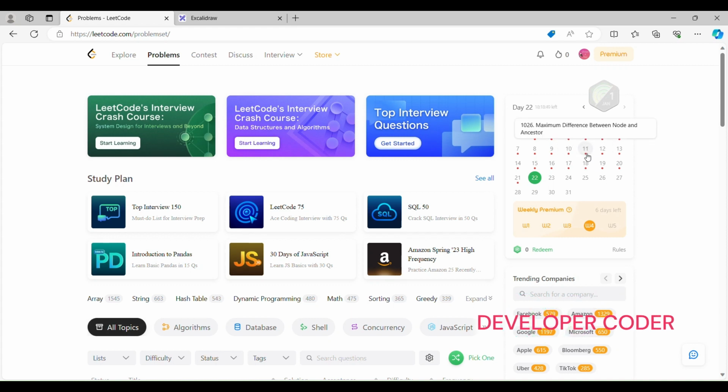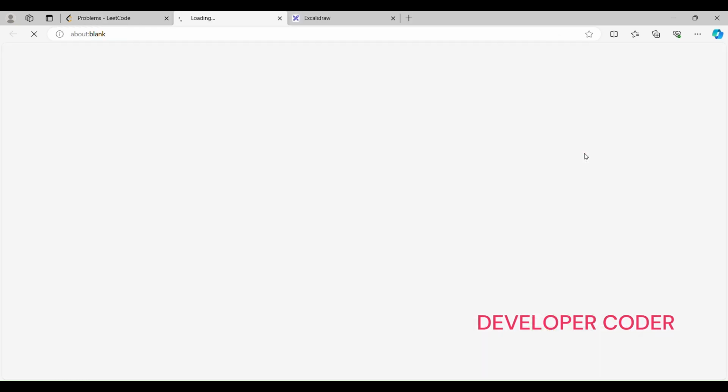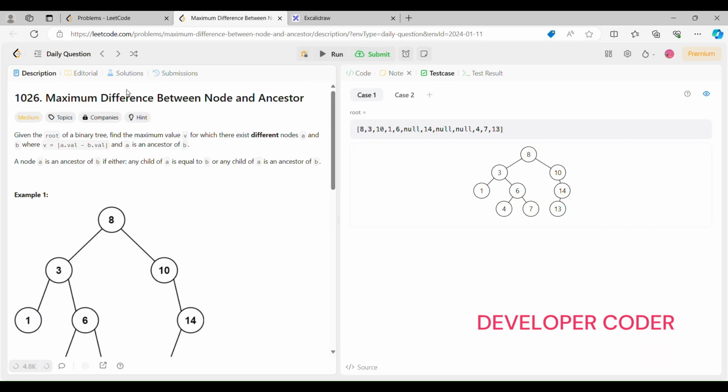Today we are going to solve the day 11 problem. The name of the problem is maximum difference between node and ancestor. We are given the root of a binary tree and we have to find the maximum value v for which there exist different nodes a and b, where v is a.val minus b.val and a is the ancestor of b.